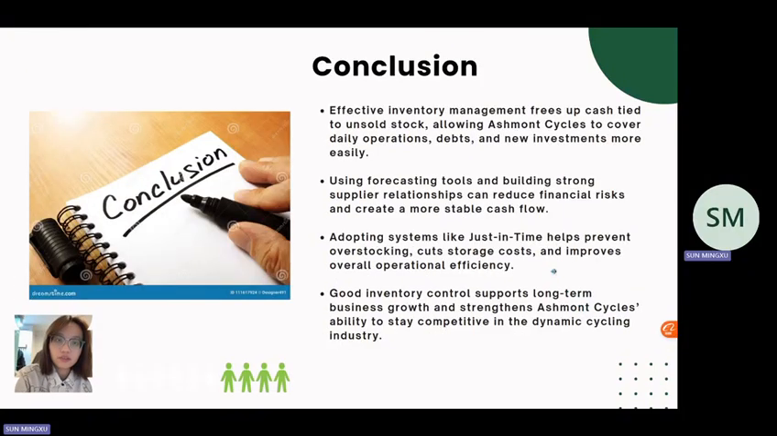For the last one, we go through the conclusions. Effective inventory management can greatly improve the Asimo cycle's cash flow by reducing the existing stock and freeing up capital. By better forecasting, supplier balance, and adopting systems like just-in-time, the company can enhance liquidity, reduce financial risk, and strengthen long-term business stability in the competitive market.